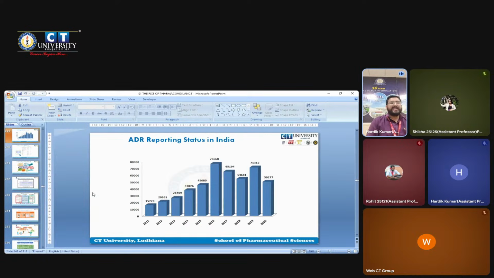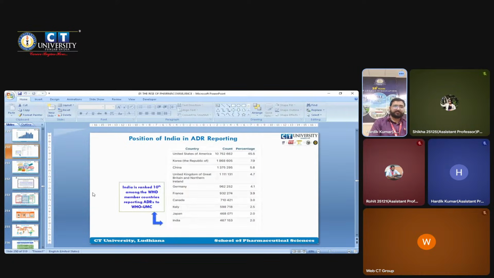If we talk about the ADR reporting status till 2020, there are more than 5,000 ADRs that have been reported. If we talk about the recent data, there are more than 4,000 ADRs nowadays. Regarding the position of India in ADR reporting, the United States of America has the top count, with a percentage of 45%. India is ranked 10th among the World Health Organization member countries for reporting ADRs as per the WHO UMC scale.